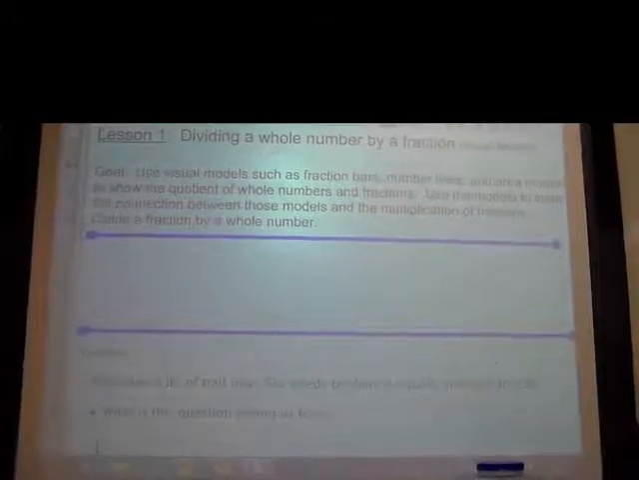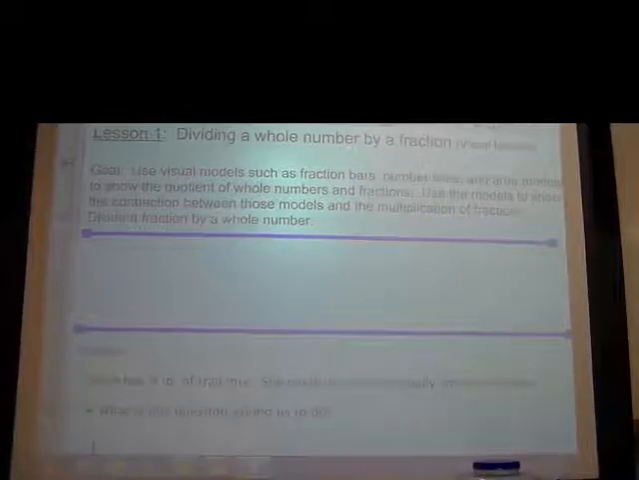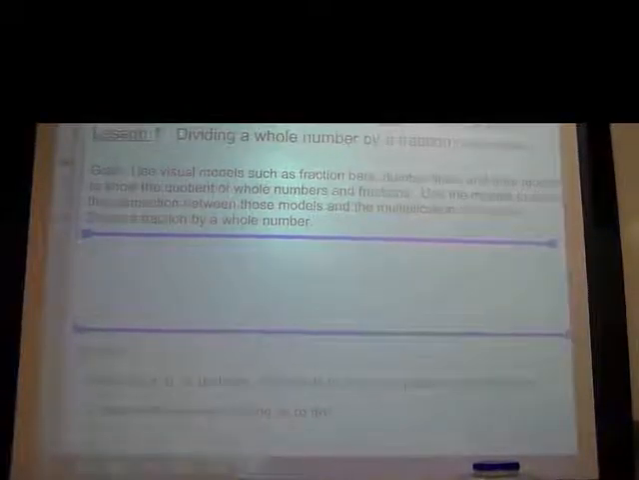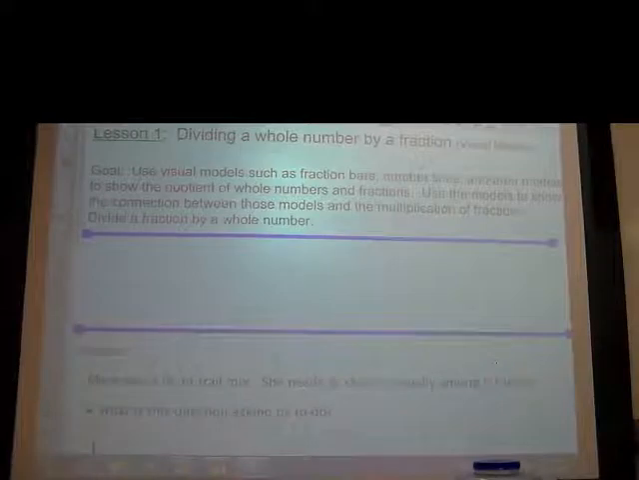Welcome to Lesson 1, Dividing a Whole Number by a Fraction. We're going to be using visual models. Our goal is to use visual models such as fraction bars, number lines, and area models to show the quotient of whole numbers and fractions. We will use the models to show the connection between those models and the multiplication of fractions. And lastly, divide a fraction by a whole number.